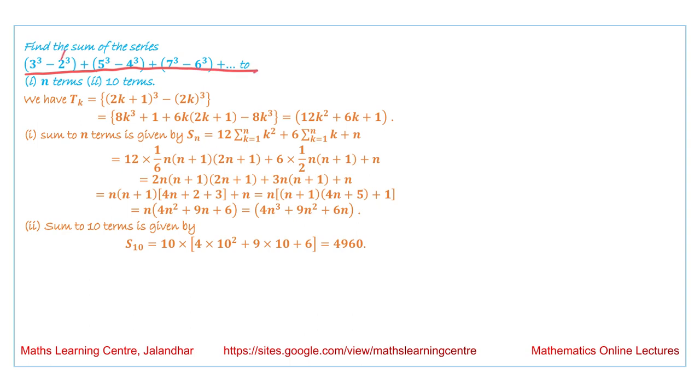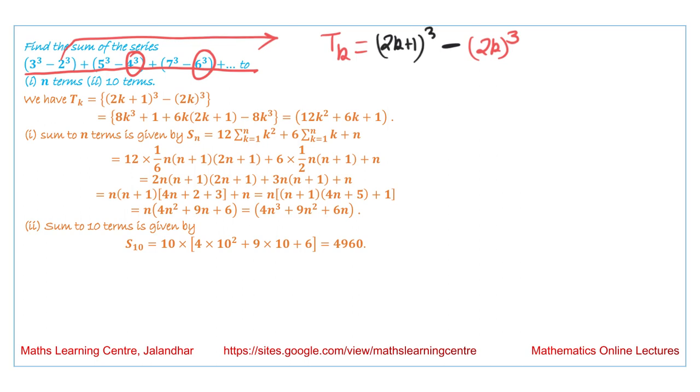So if we look at this term over here, this is an even number. So we are writing the general value of Tk, that is equal to 2k cube. If you substitute k is equal to 1, you will get 2. If you substitute k is equal to 2, you will get 4 cube, then 6 cube. And it is minus sign over here, and this term is (2k plus 1) cube.